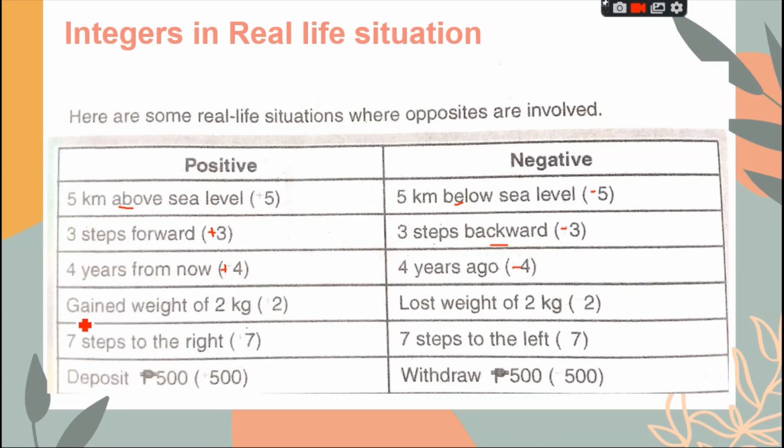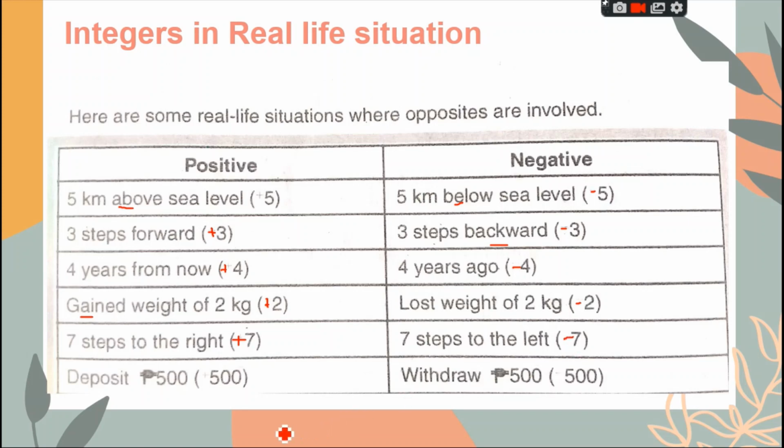We have also another example, gained weight of 2 kilograms. Gain means we add weight, so this is plus 2. Lost weight means we subtract 2 or negative 2. 7 steps to the right means we are moving to the right, so this one is positive 7. 7 steps to the left, we are going backward, so this means negative 7.